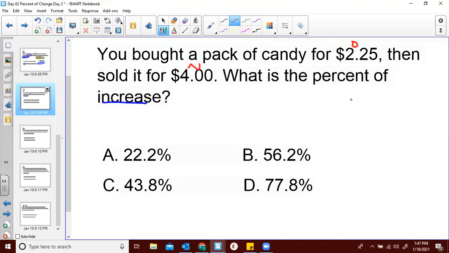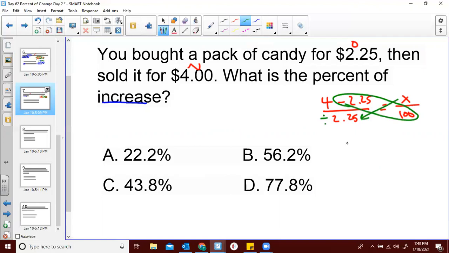So remember, it's new minus old divided by old. And that's going to equal what we're looking for, which is our percent over 100. Remember, percents are always over 100. Here you're going to cross multiply, divide by x's partner, I should say. And what you're going to get for x is 77.8%, right? So that's a 77.8% increase, which will be D. And it's increased because this number is positive.